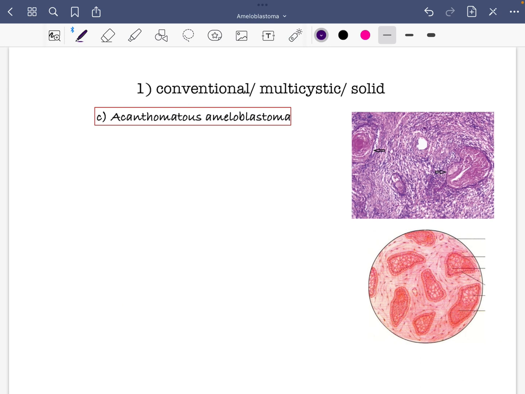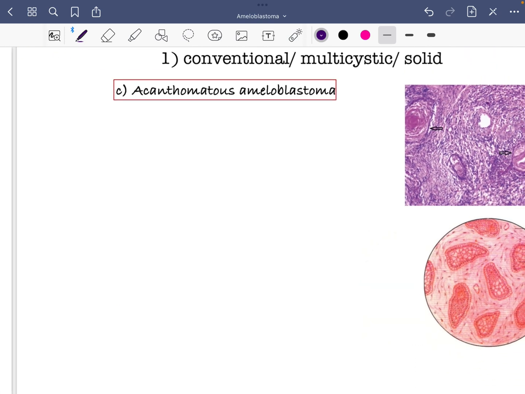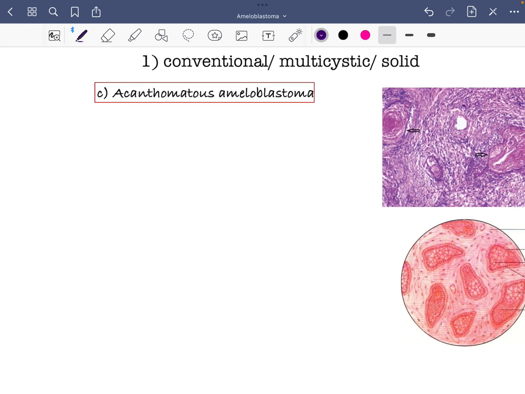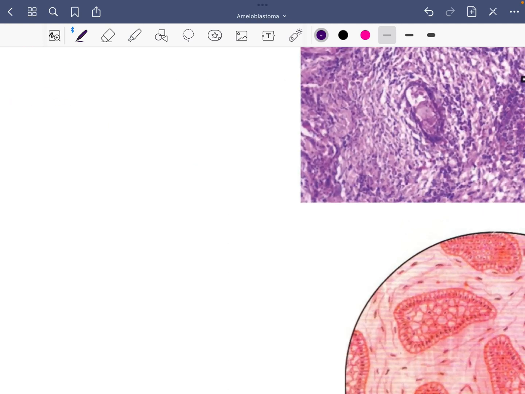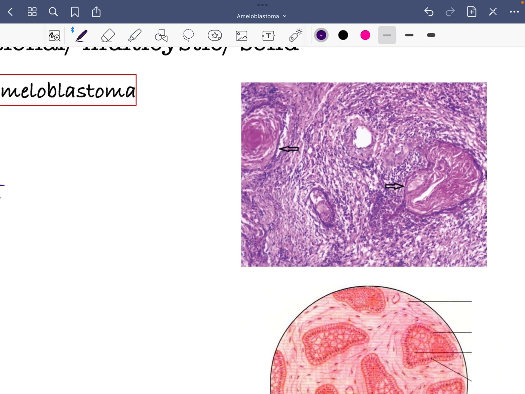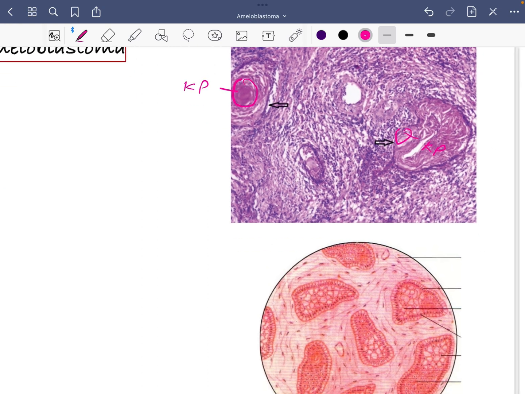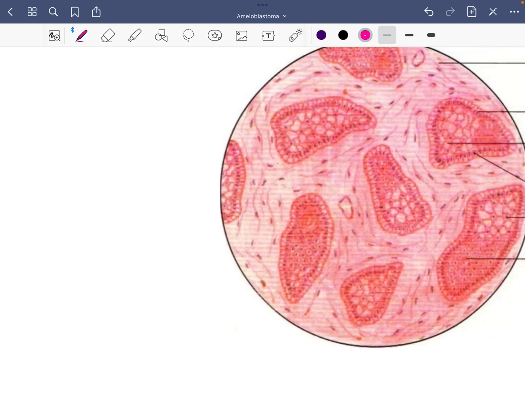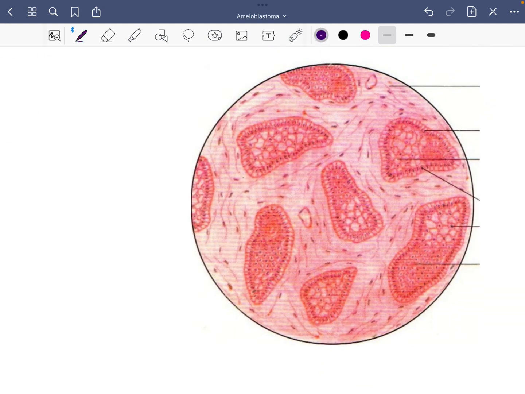Third is acanthomatous. I told you what is the most beautiful thing of acanthomatous. The differentiator is keratin pearl. You will find the rest of the things the same here. Everything is the same here, except see, this is one large keratin pearl. This is a keratin pearl. This one is a keratin pearl. Right? This is the overall appearance. This is how it appears.